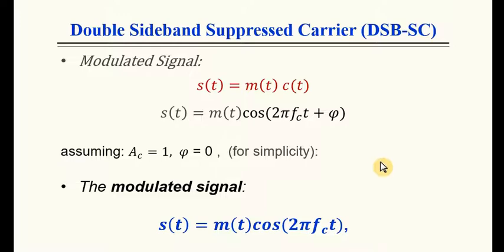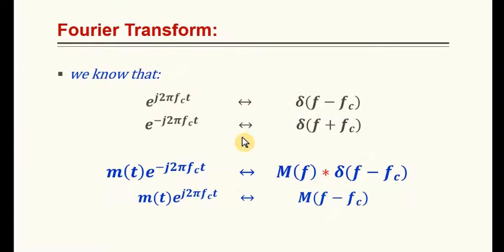Before we go deeply into the process of modulation and demodulation of the double sideband suppressed carrier, let us first see the spectrum of the modulated signal of DSB-SC. And before that, let us review some important information for the Fourier transform.